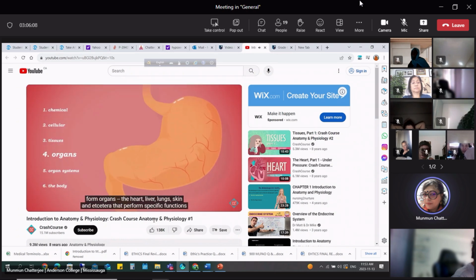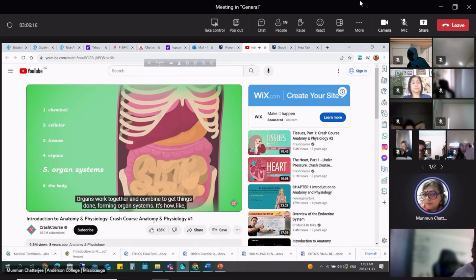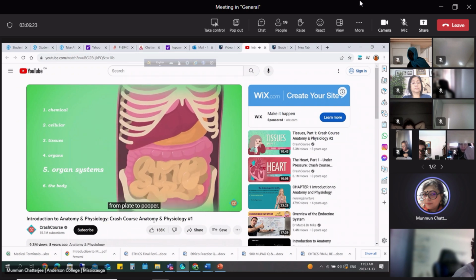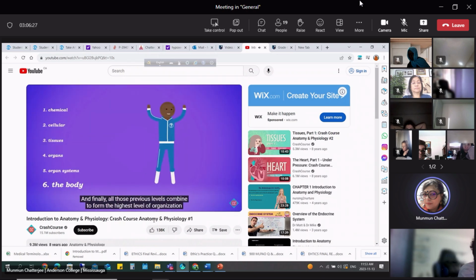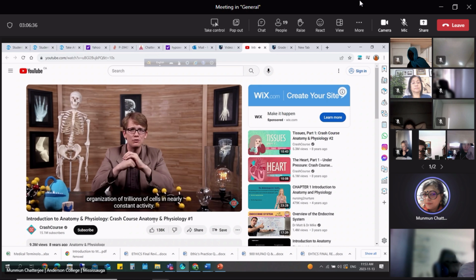The heart, liver, lungs, skin, and etc. that perform specific functions to keep the body running. Organs work together and combine to get things done, forming organ systems. It's how, like, the liver and stomach and intestines of your digestive system all unite to take that burrito from plate to pooper. And finally, all those previous levels combine to form the highest level of organization, the body itself. Me and you and your dog, we're all glorious, complete organisms made from the precise organization of trillions of cells in nearly constant activity.